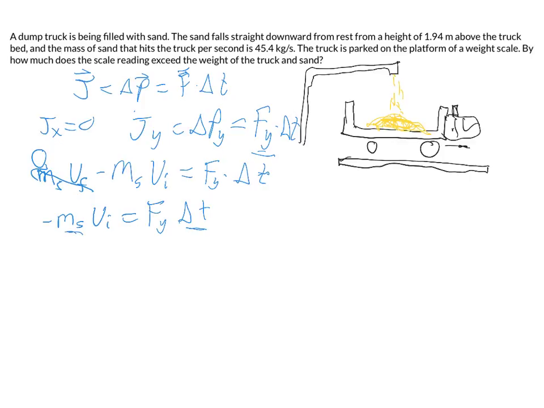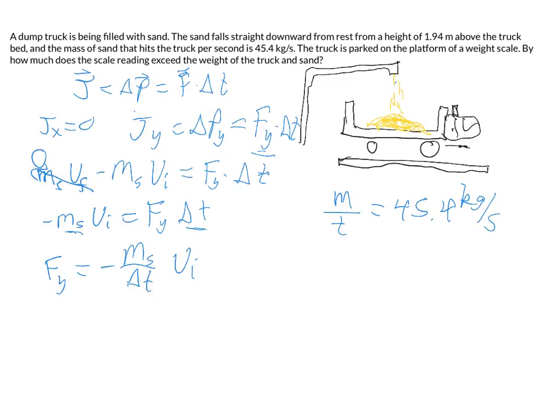We don't really know the amount of sand that's impacting or the exact time for which the impact occurs. But what we do know is that there's a certain mass flow rate, that there's a certain mass exiting here, and that mass flow rate, which is mass over time, is 45.4 kilograms per second. So if we divide both sides by delta t here, we get force equals negative mass over delta t times V initial. So we have here in our equation the mass flow rate.